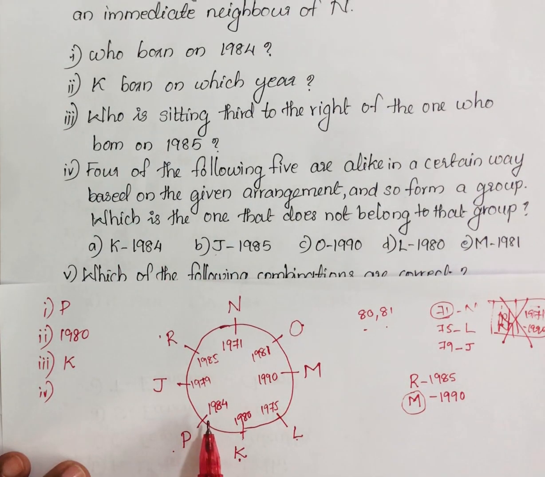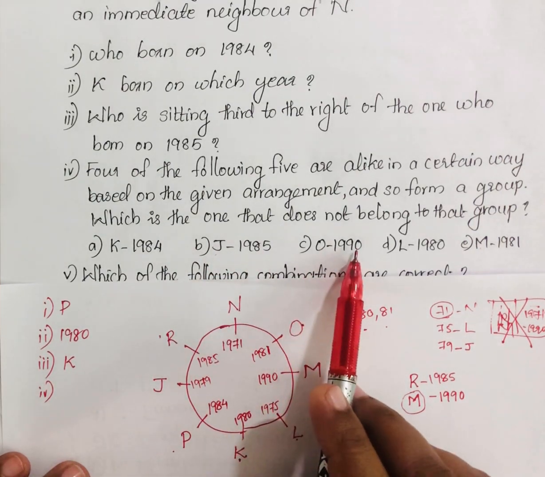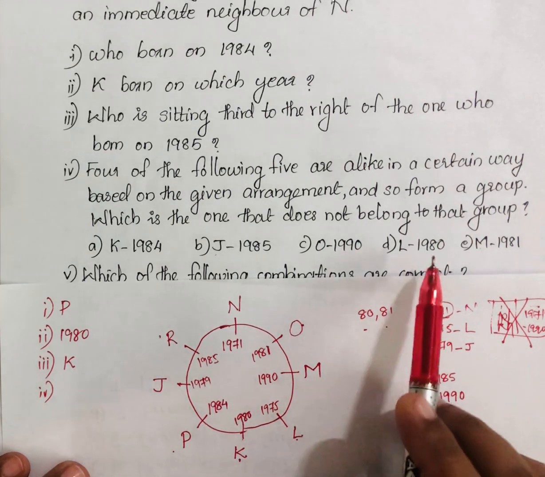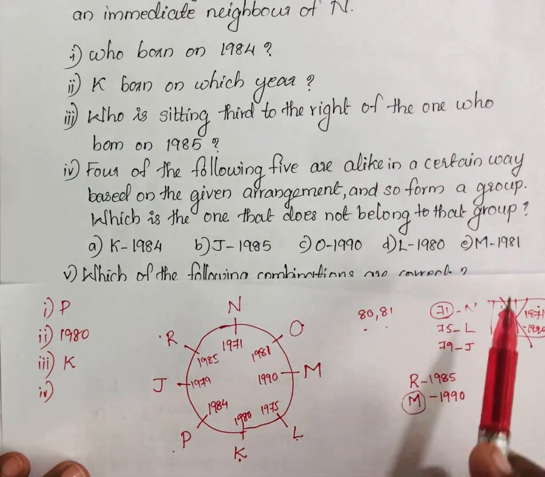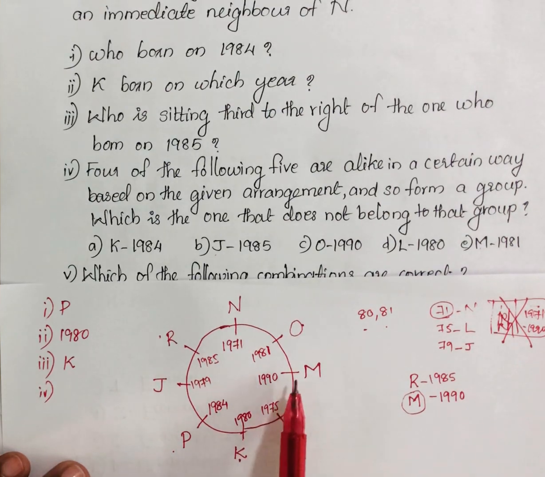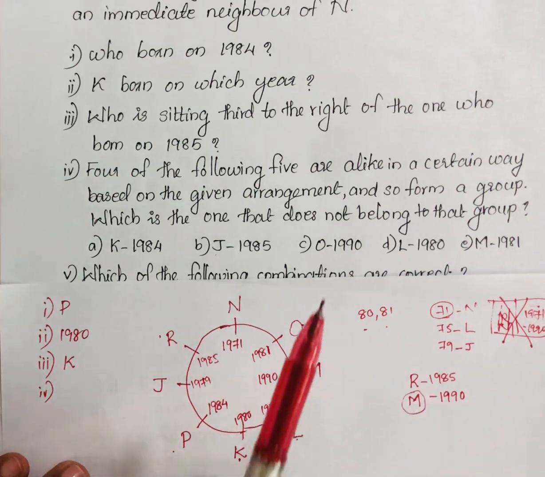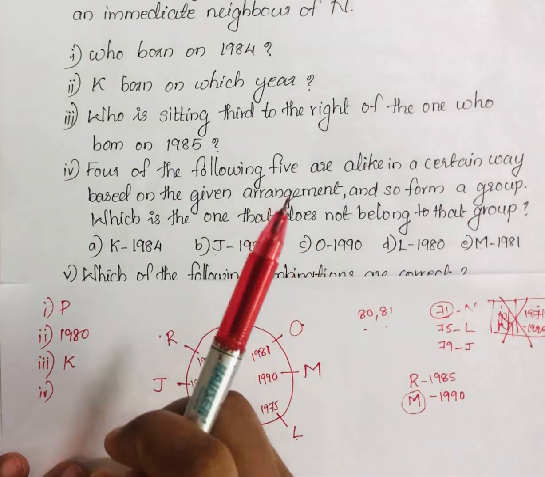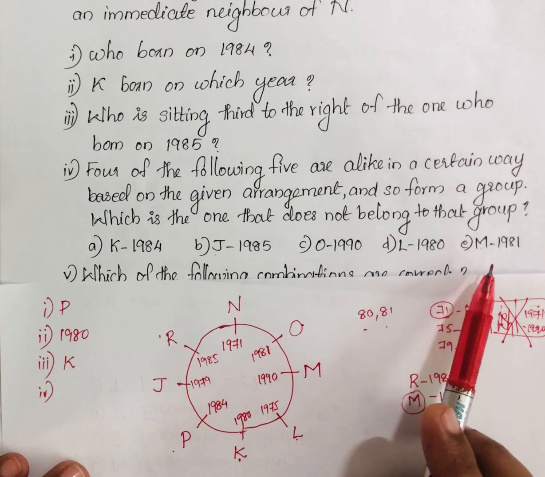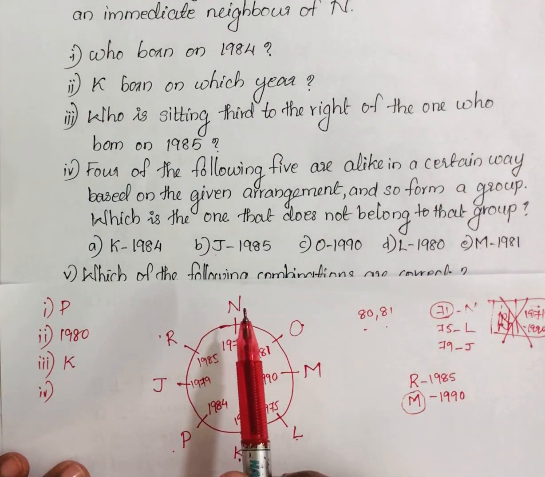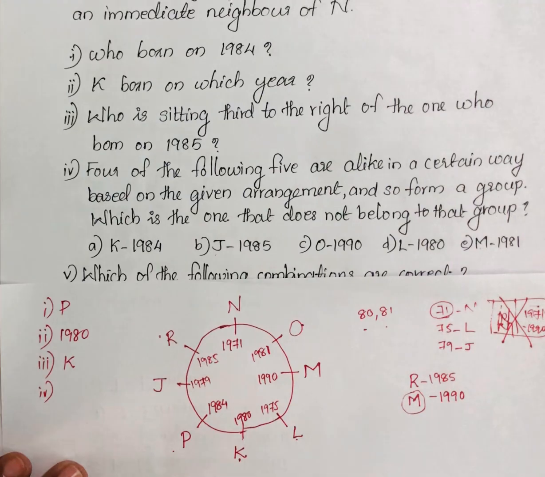So here the first option, K84. K's left side is 84. J85. J's left side is 85. O90, O90 also left side. L80, it is also left side. Then M81. M81 is right side. In all other options, the person's year is in the clockwise direction, but the last option, M81, is in the anti-clockwise direction. So M81 is the correct answer. So option E is the answer.